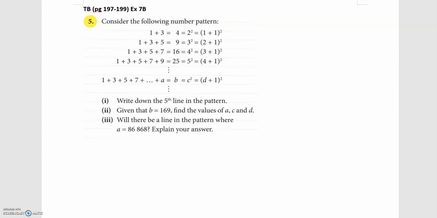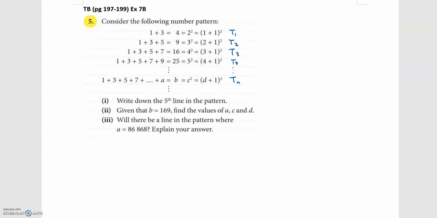We will look at question 5 of exercise 7b. Consider the following number pattern. So term 1, term 2, term 3, term 4, and so on until term n.